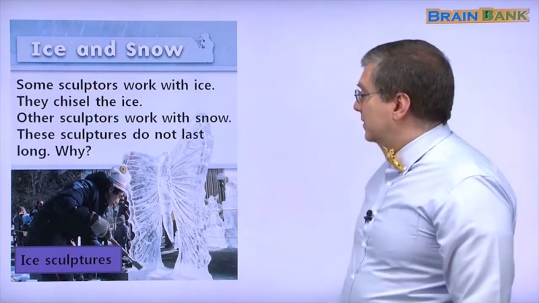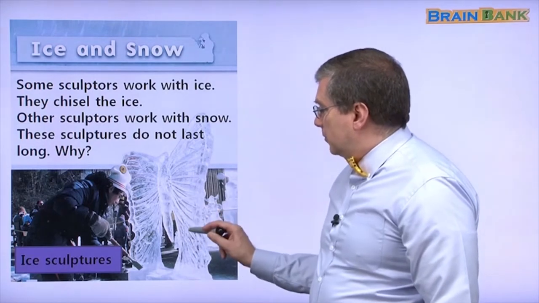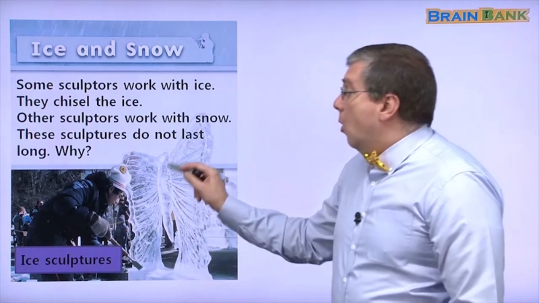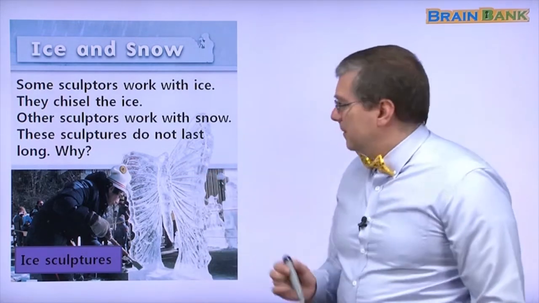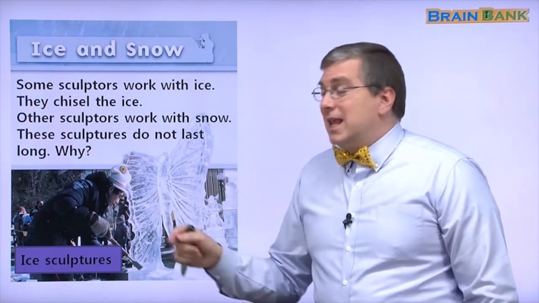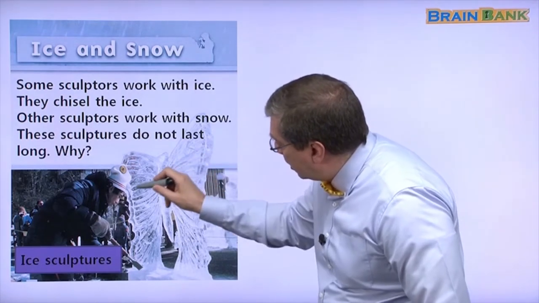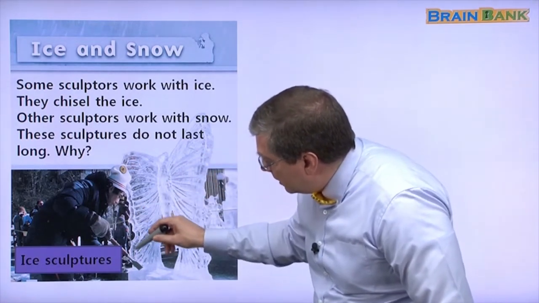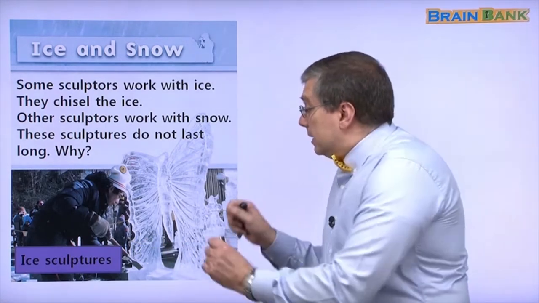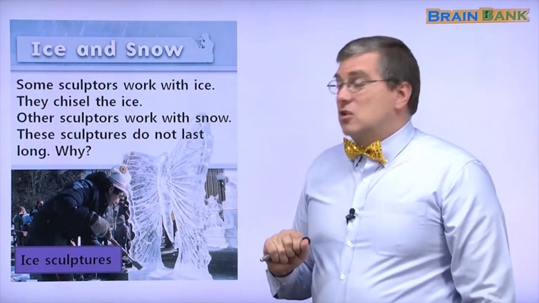Why? Okay, let's take a look at the picture. What is this man doing? He is making a sculpture from ice. What is it a sculpture of? Let's look. It looks like a butterfly. Here is the body, and here are the wings. See, what tool is he using? What is this tool? It's a chisel. So he's also using a chisel to make an ice sculpture.